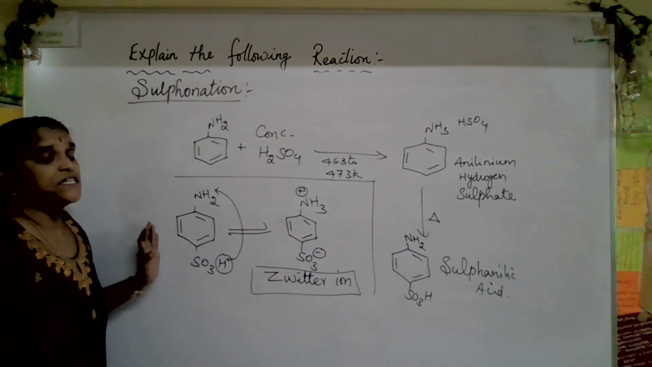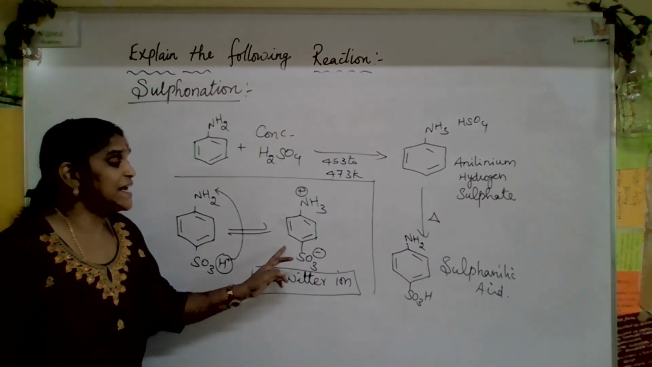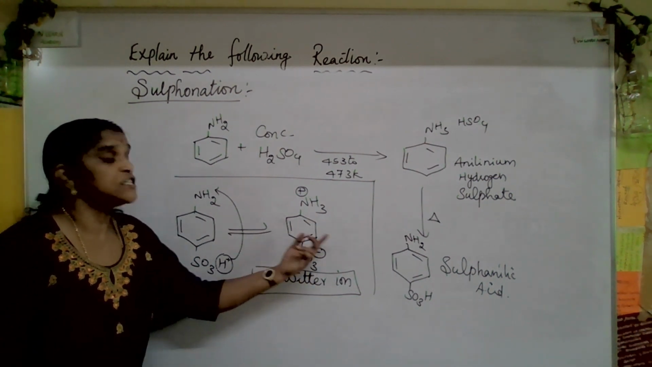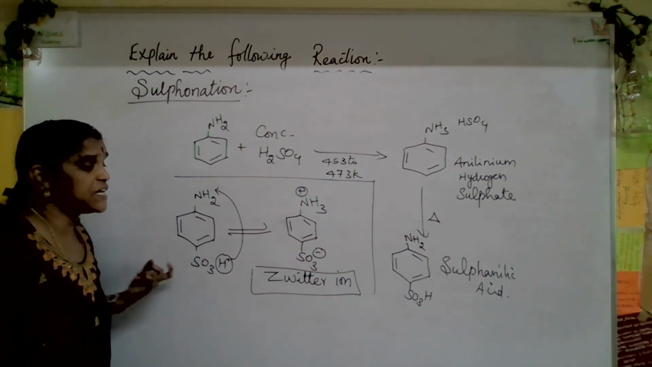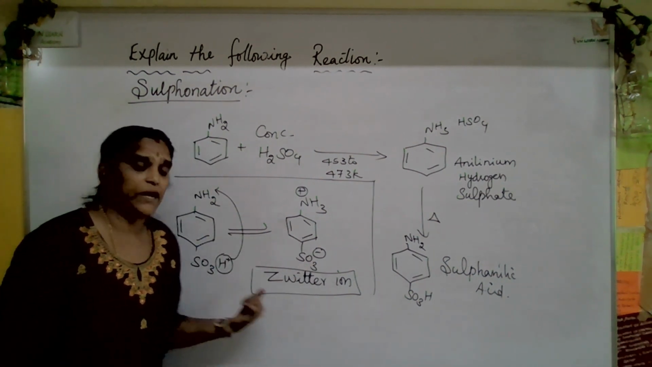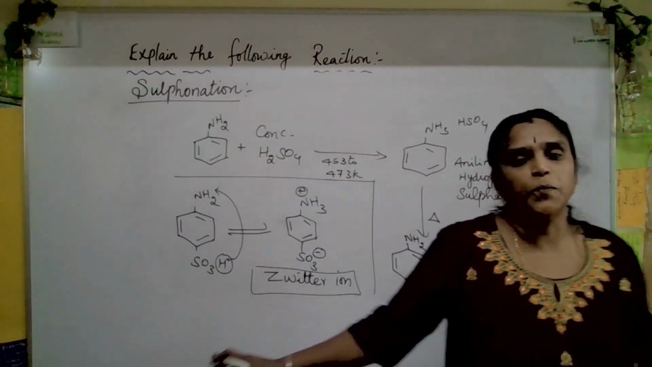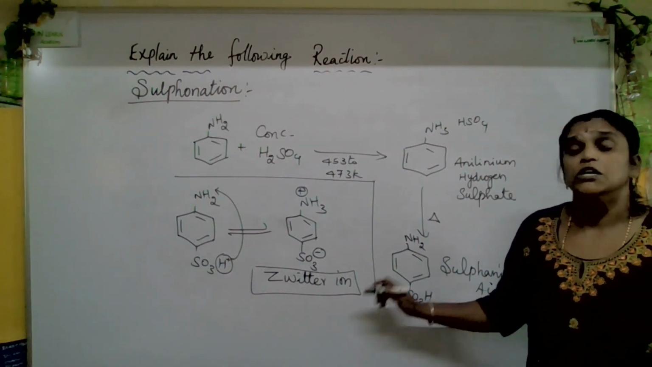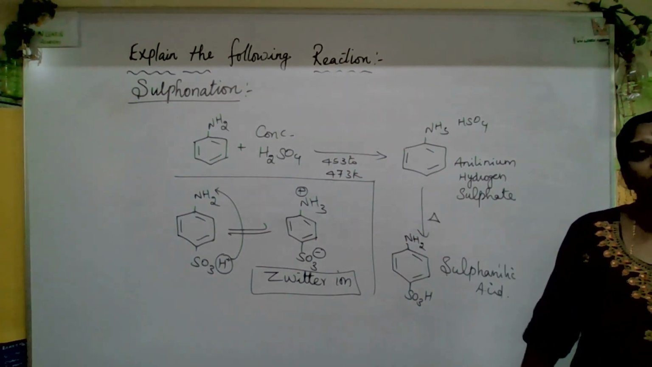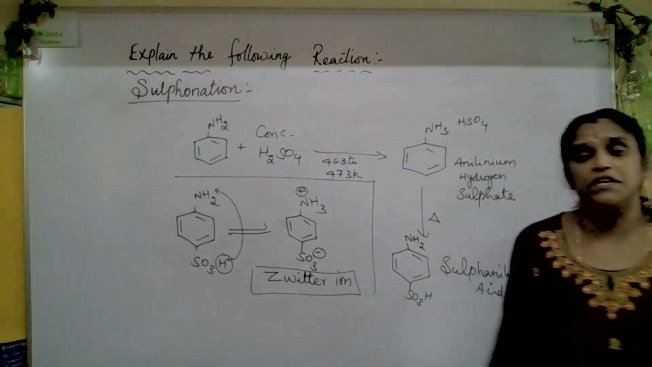So this is sulfanilic acid, whereas here it is anilinium sulfite. So this is salt formation. This is acid and this is salt, and this is reversible. It can come back to the original, and that is called sulfanilic acid. Hope you're clear with this Zwitter ion and the sulfonation. From this only you will get the 2 questions.